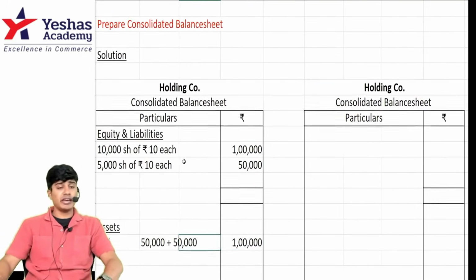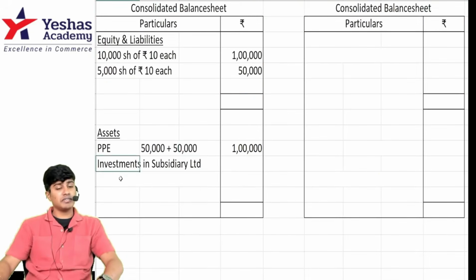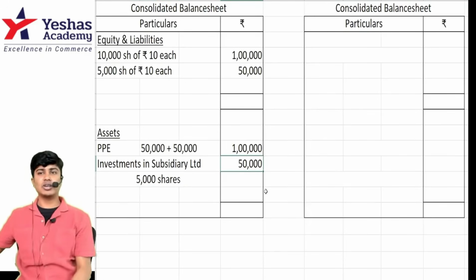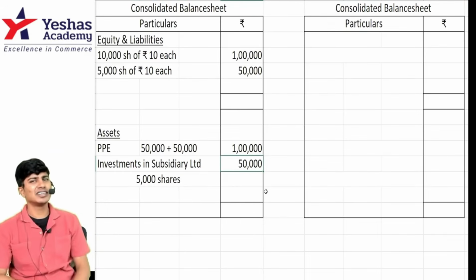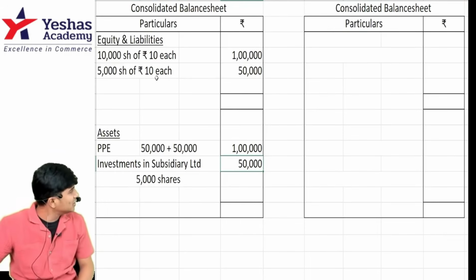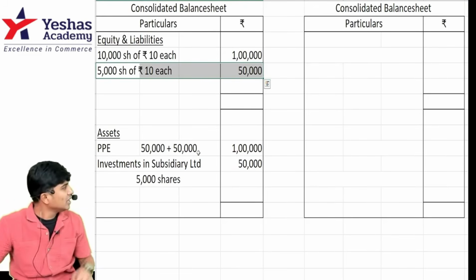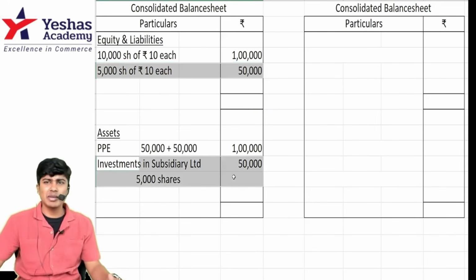Then what else do we have? Investment in subsidiary limited 50,000. I'll write investment in subsidiary limited 5,000 shares 50,000. Check the totals. Does the balance sheet tally? This is consolidated balance sheet. Something is not right in this. If you observe this share capital 5,000 shares, what is shown as liability is what is shown as asset here. Why do you write same on both sides?